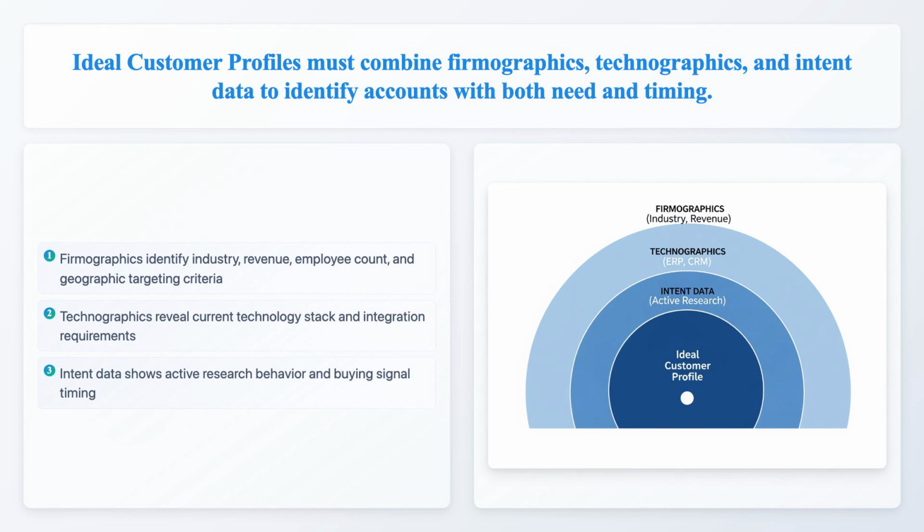Most critically, add intent data. Are they actively researching carbon accounting software, sustainability reporting, or your competitors? Intent data transforms your ICP from a static description into a dynamic targeting tool. Use platforms like Bombora or 6sense to identify companies showing buying signals related to your solution categories. Your ICP should answer, what type of company needs our solution?